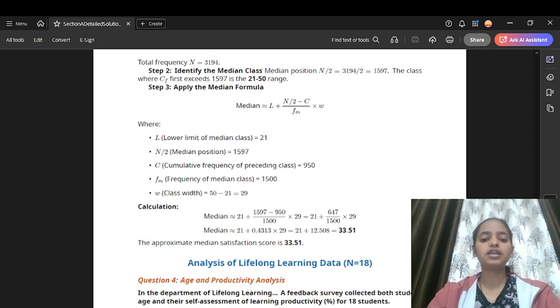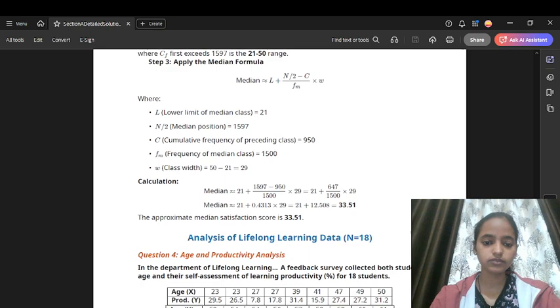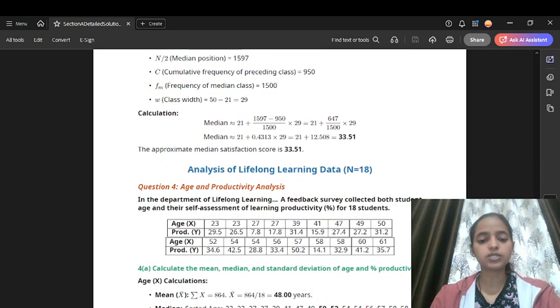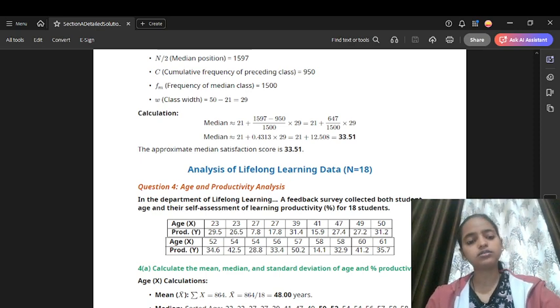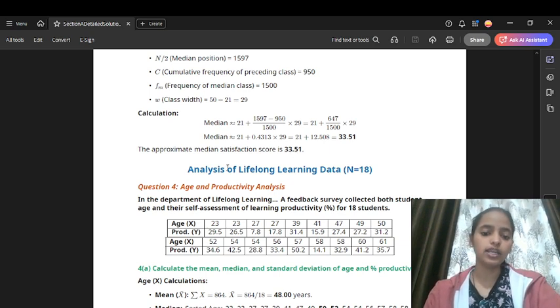Step 3, apply the median formula. Median is equal to L plus (N by 2 minus C) upon FM, into W, where L is the lower limit of the median class, that is 21, N by 2 is the median position, that is 1597, C is the cumulative frequency of the preceding class, that is 950, FM is the frequency of the median class, that is 1500, and W is the class width, which is 50 minus 21 equal to 29. Now calculation. After calculating, we have the approximate median satisfaction score as 33.51.